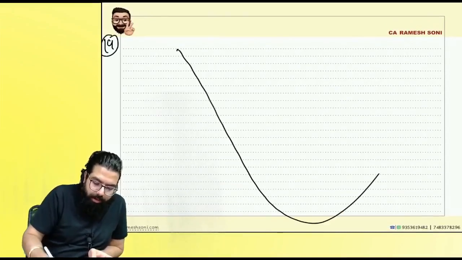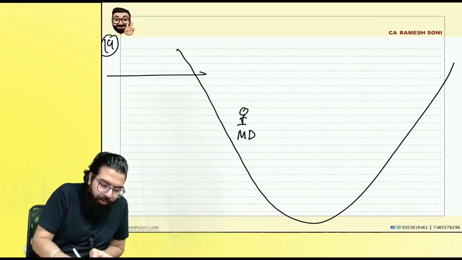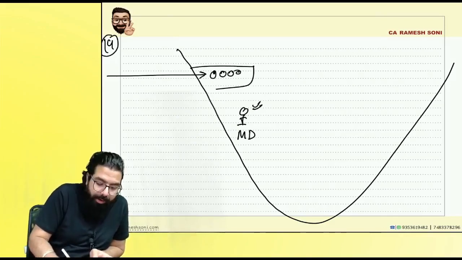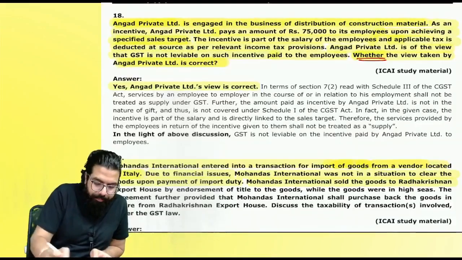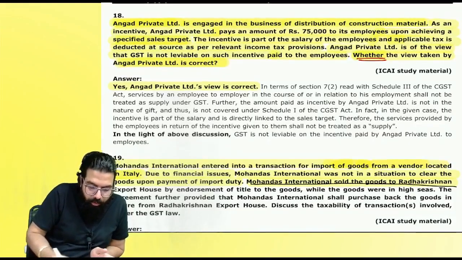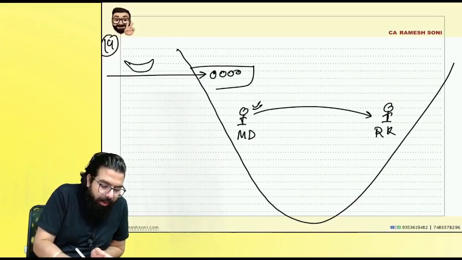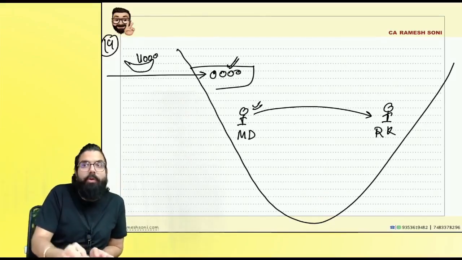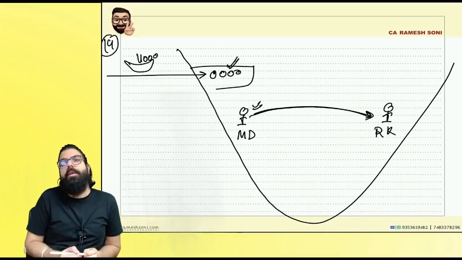From outside India, Mohandas imported some goods. They were lying in the port. He didn't have money to clear them, so he sold them to Radha Krishna. Mohandas International sold the goods to Radha Krishna by endorsing the document of title of the goods while the goods were in the high seas. The goods were in the high seas; they have not reached the port. Even if they have reached the port or they are in the seas, if you sell it to him, what will it be called, everyone? High seas.